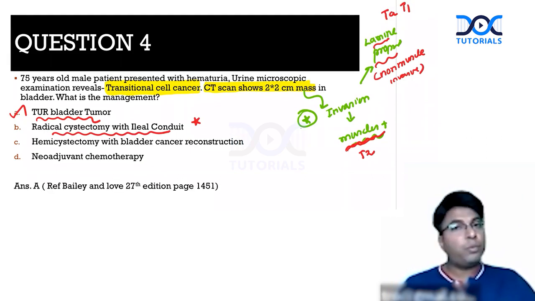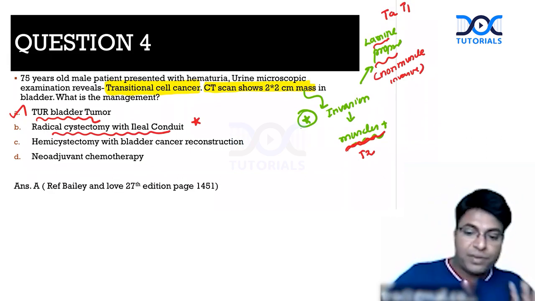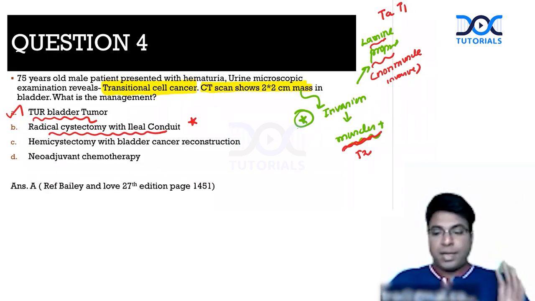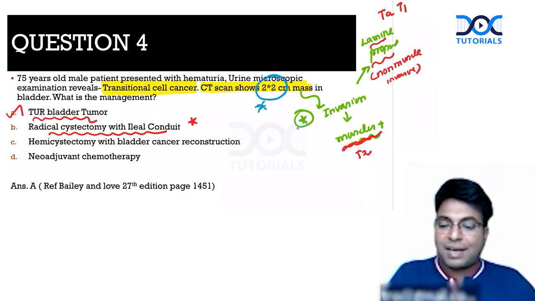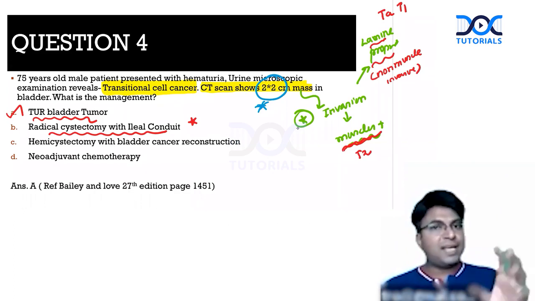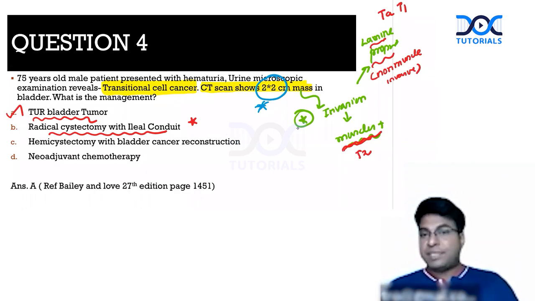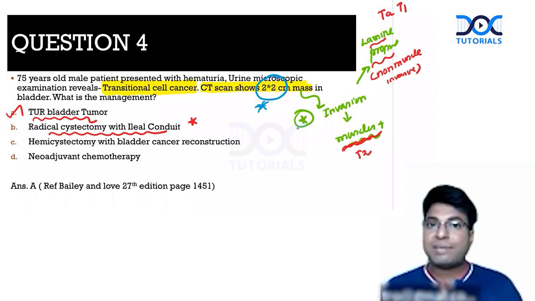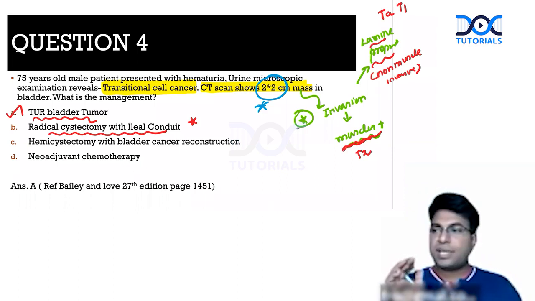So what will be the answer for this? No one knows. The explanation is very clear. Answer, no one knows. A 2 into 2 centimeter mass is not a criteria for the exam. The size is not a criteria in bladder cancer. The depth is the important prognostic factor. Depth of invasion is what we need to confirm the management.